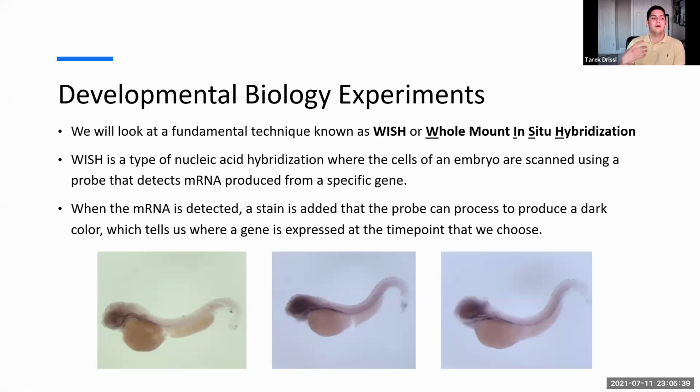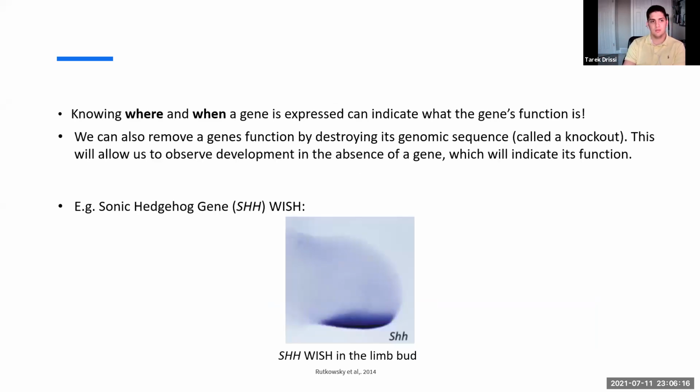So that means you're attaching a probe to RNA is essentially what you're doing, where the cells of an embryo are scanned using a probe that detects RNA produced from a specific gene. So you've designed a probe that tells you, like I explained this earlier, where a gene is being expressed and where protein of that gene is being made. So when the mRNA is detected, a stain is added that the probe can process to produce a dark color. And that is what tells us where a gene is expressed at the time point that we choose.